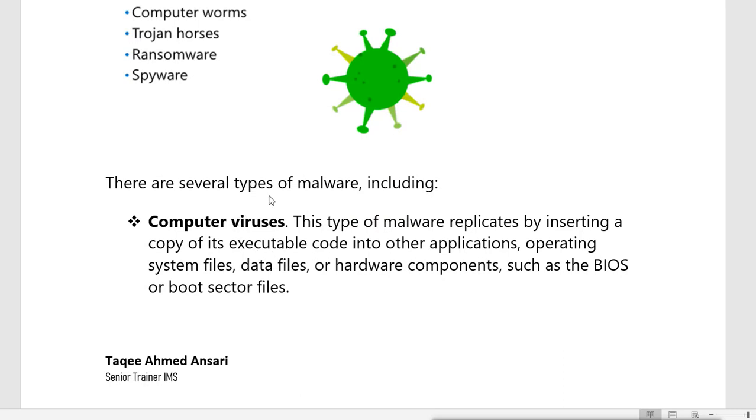So there are several types of malware, including what? Computer viruses. This type of malware replicates by inserting a copy of its executable code into other applications, operating system files, data files or hardware components such as the BIOS or boot sector. So what do these computer viruses do?